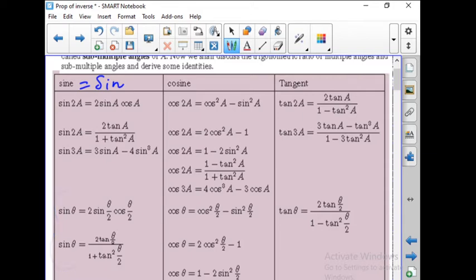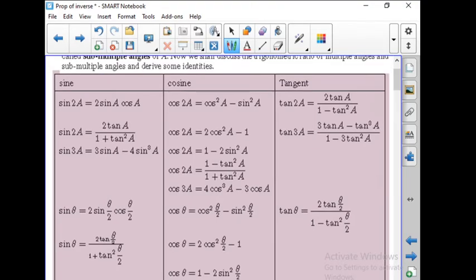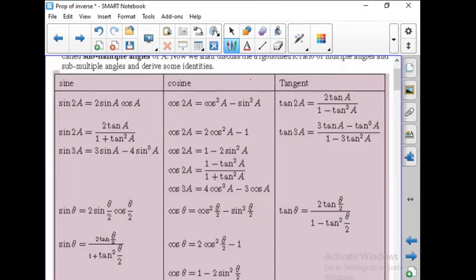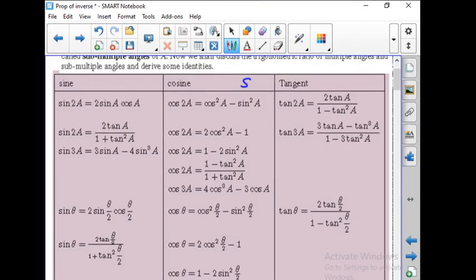Similarly, the second column is cosine, that is cos. Here the first four are double angle identities. Then the next one is a triple angle identity. Then the last three are submultiple angle identities.